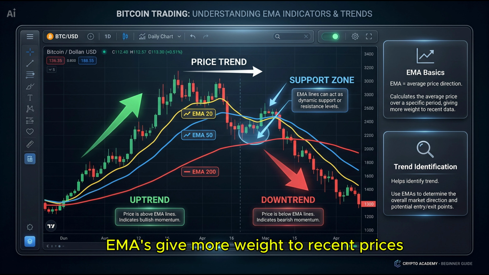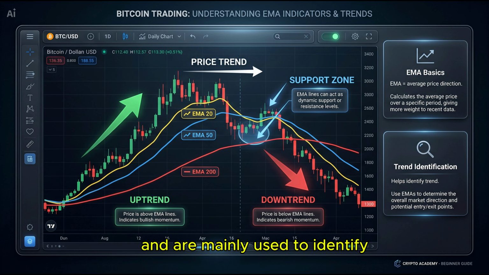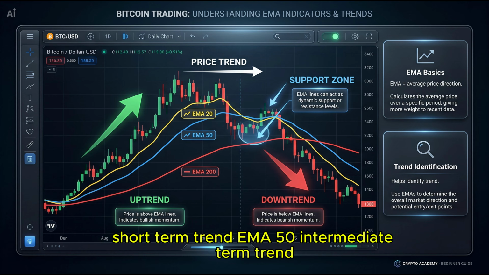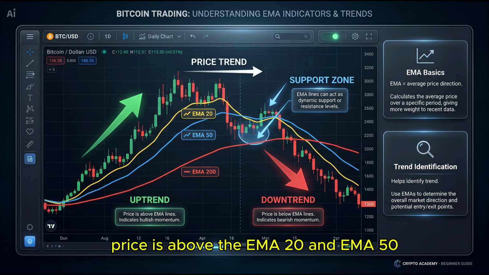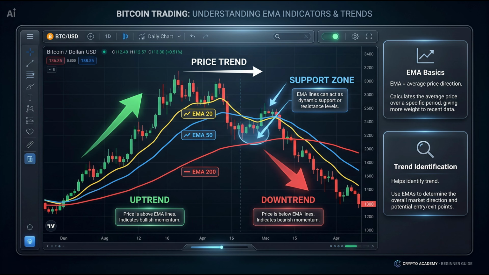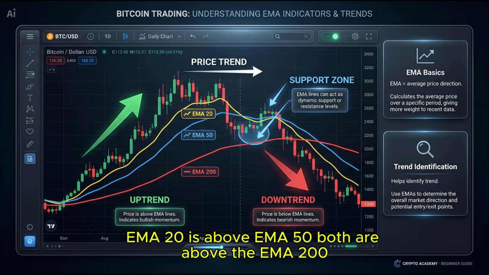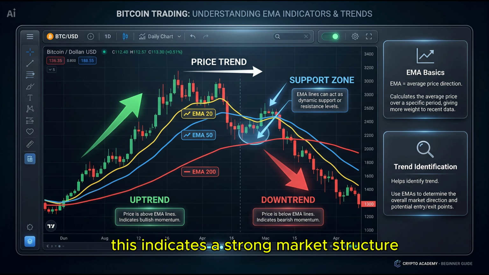EMAs give more weight to recent prices and are mainly used to identify the direction of the trend. For example, EMA 20 is the short-term trend, EMA 50 the intermediate-term trend, EMA 200 the long-term trend. How to interpret them? Bullish signal: price is above the EMA 20 and EMA 50, EMA 20 is above EMA 50, and both are above the EMA 200. This indicates a strong market structure.